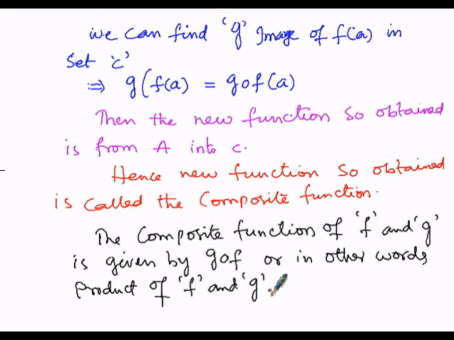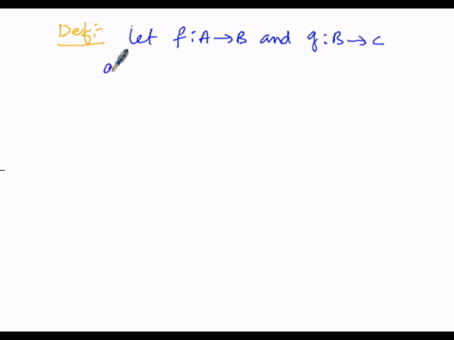And now the actual definition of this composite function comes in the next logical step. So here the definition of the composite function is: we assume the first function f from A into B, and the second function g from B into C, are two functions.